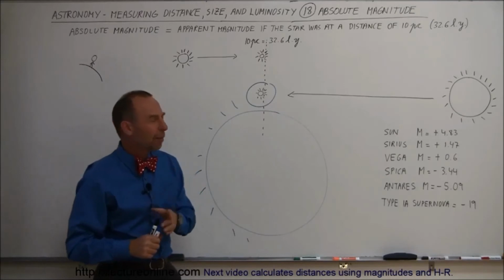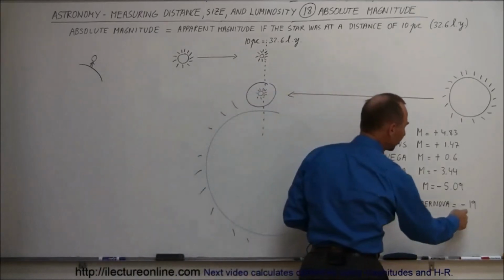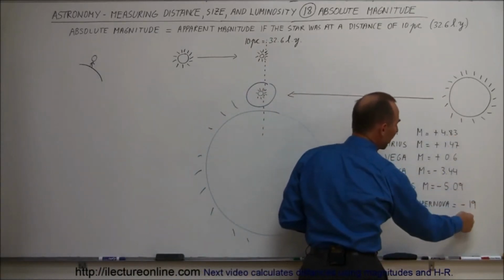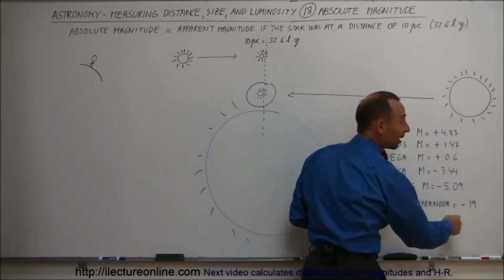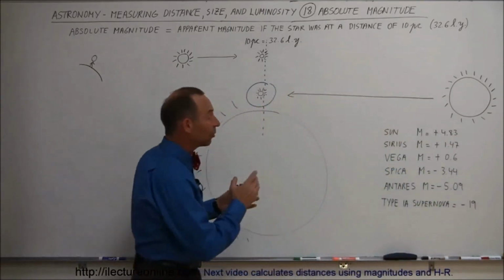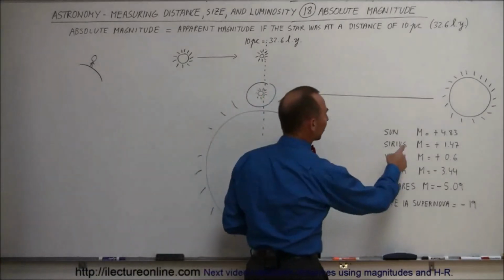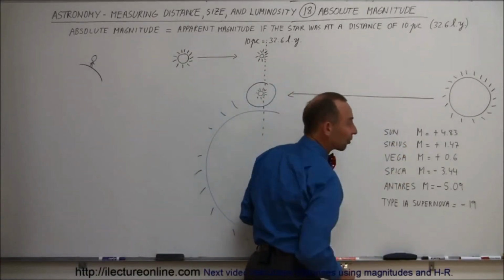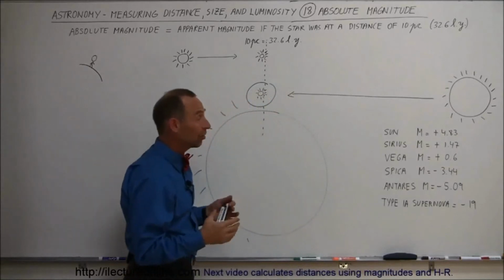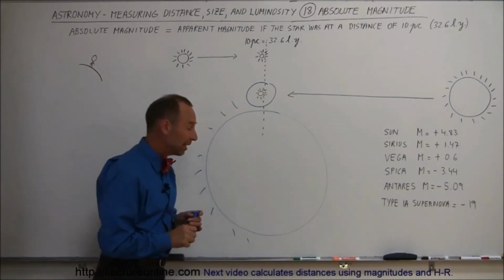Just to get a feel of how bright a supernova explosion is, let's measure the difference in brightness or luminosity between the sun at 10 parsecs and a type 1a supernova. And let's also compare, for example, the brightness of the sun to the star Sirius. Sirius is a bright star, the brightest star in the sky, in the constellation Canis Major.